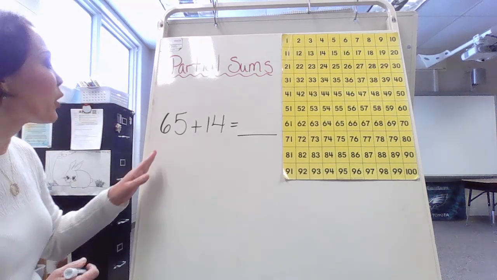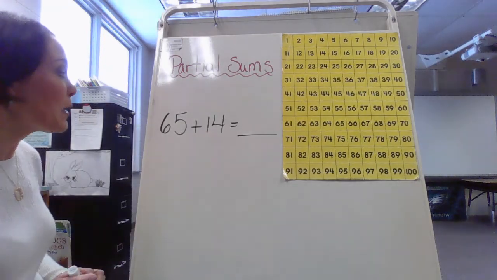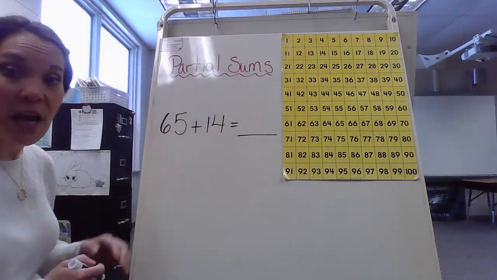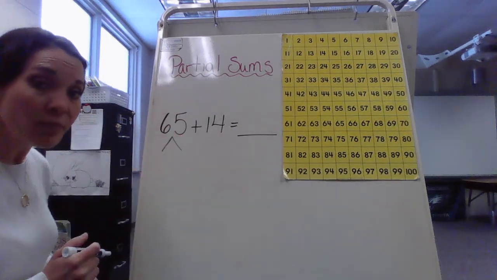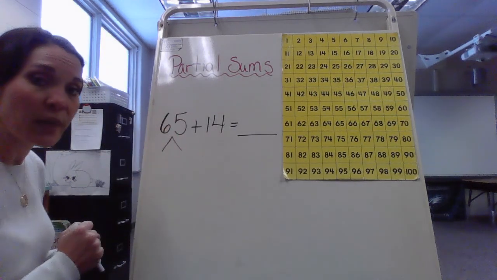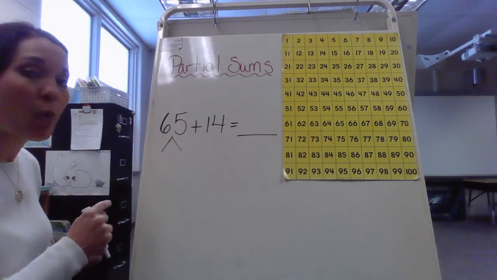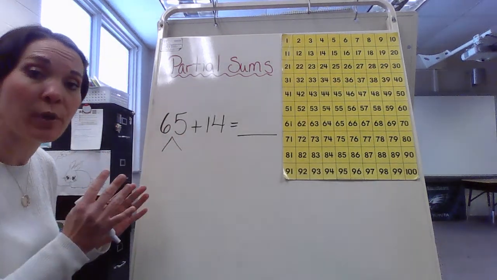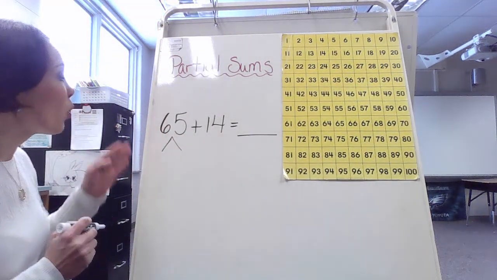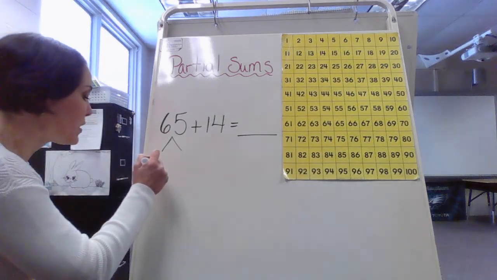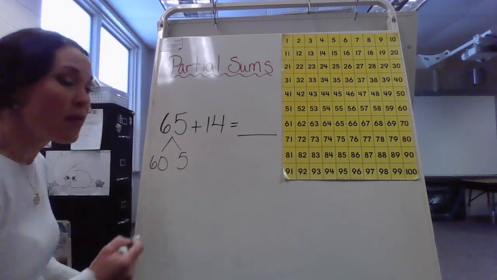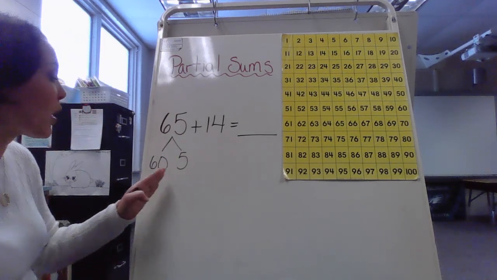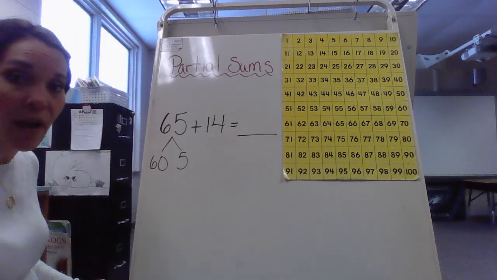So here we go. We're going to do 65 plus 14. Let's break it down. When I think about breaking down 65, I do tens and ones. So 6 tens, 5 ones. When you're breaking it down, remember you're doing it by the value. So 6 tens is 60, 5 ones is 5. That's how we break that down: a 60 and a 5.